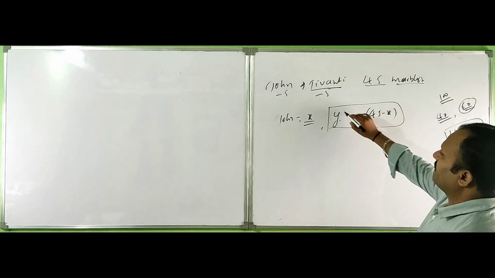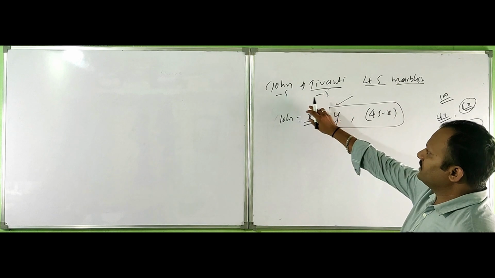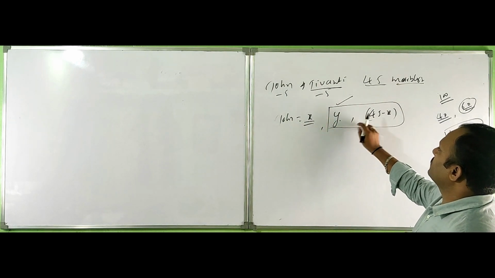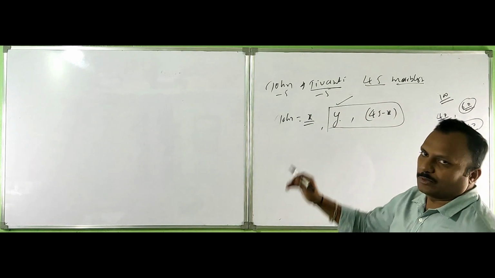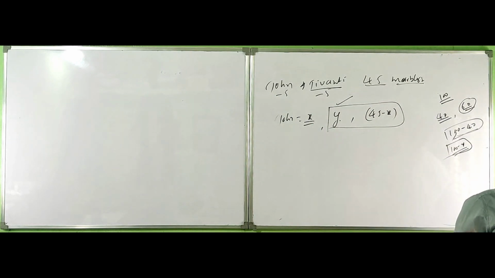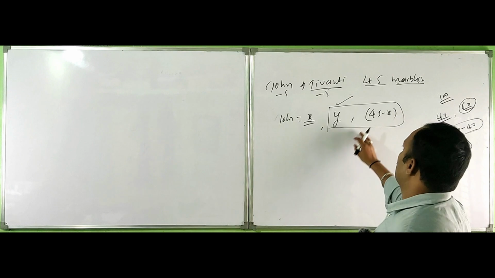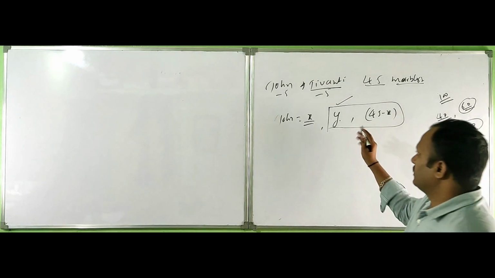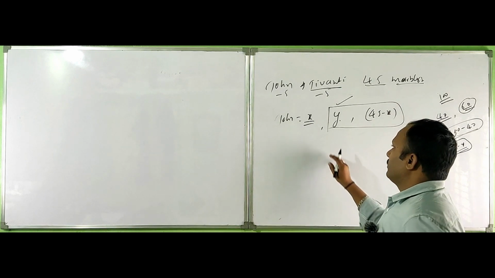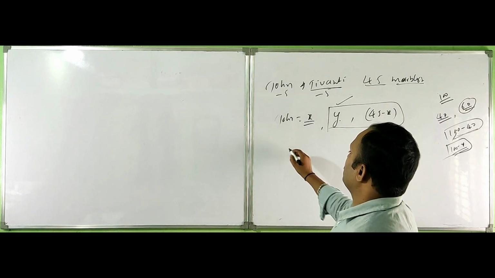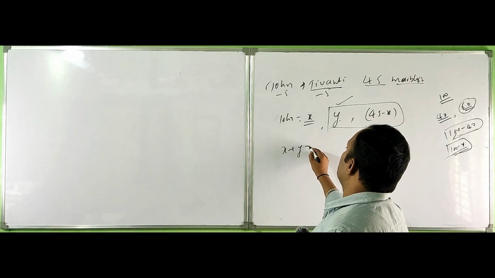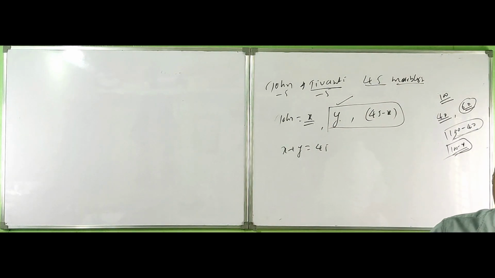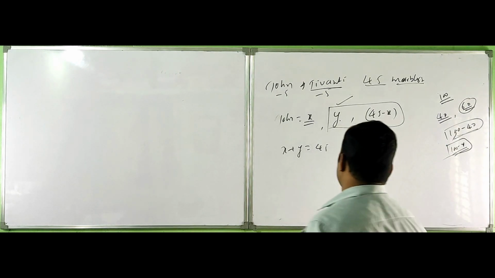Here we can take x also. John has x and Jivanti has y, and Jivanti also has 45 minus x. The total they have is 45, so the remaining is 45 minus x, which is y. That is also true. So the first condition is x plus y is equal to 45.